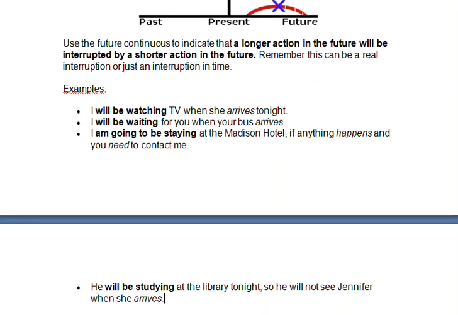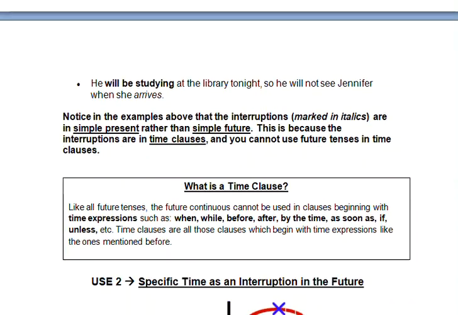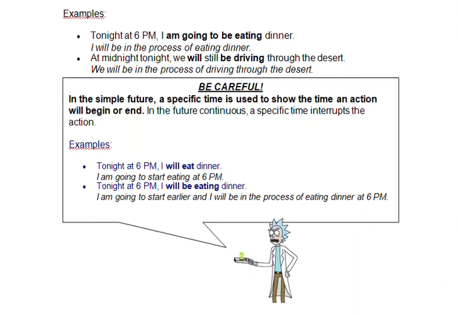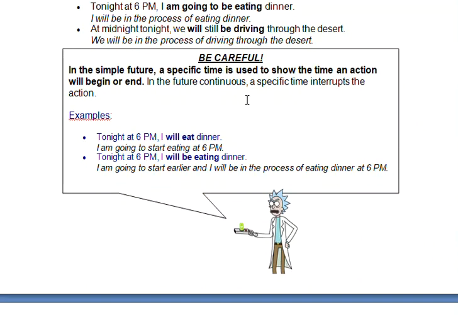¿Okay? Now, be careful. In the simple future, a specific time is used to show the time an action will begin or end. Vamos a hacer una diferencia entre lo que es el futuro simple, que ustedes lo conocen, solo el uso de will, y el futuro continuo. En el futuro simple, un tiempo específico o una palabra o una expresión de tiempo como 6 p.m., que es la hora, o tonight, midnight tonight, que es una expresión específica de tiempo, es usada para mostrarme el tiempo en que una acción comenzará o terminará.